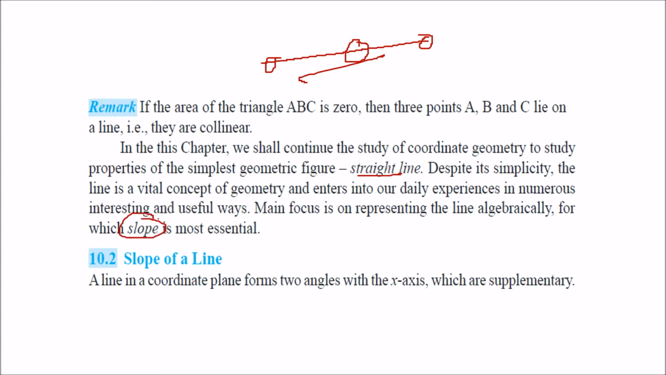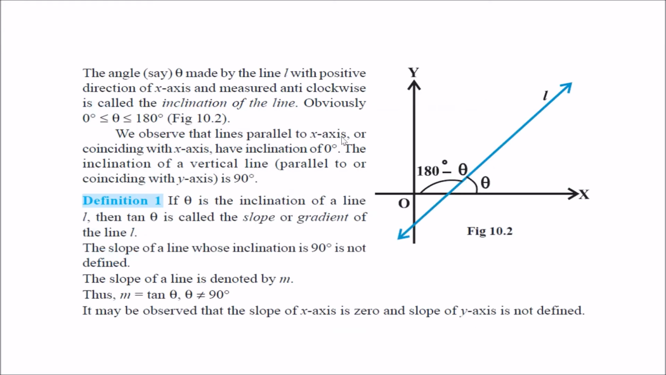So we'll talk about the slope now. Slope is a very important aspect, and we'll see different types of equation of the line. So what is the slope of a line? Let us see. We are aware that if you have a line, let us see in the figure. If some line is like this, then this angle and this angle, if you combine them, they will be equal to 180 degrees.